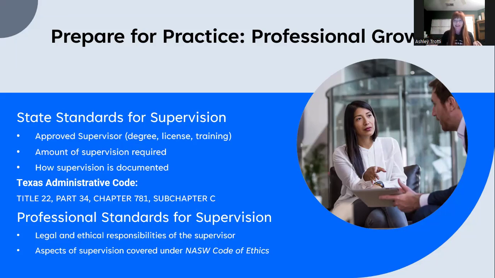Also, I'm going to go ahead and list the NASW Code of Ethics on supervision, and it discusses the legal and ethical responsibilities, aspects of supervision covered in the NASW Code of Ethics.